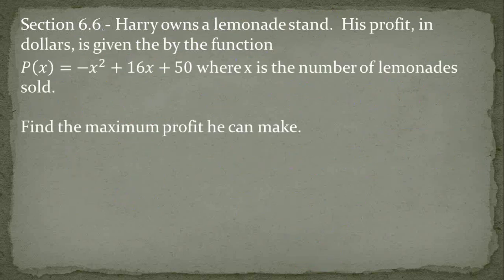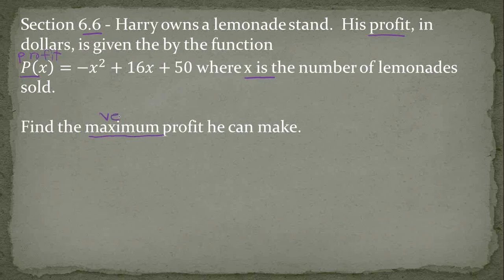Last question, same section. Harry owns a lemonade stand. His profit in dollars is given by this function. So his profit, P, is profit. So to figure out how much money he makes, we can use this formula. And X is how many lemonades he sells. Question is, find the maximum. So make sure you read the directions here.